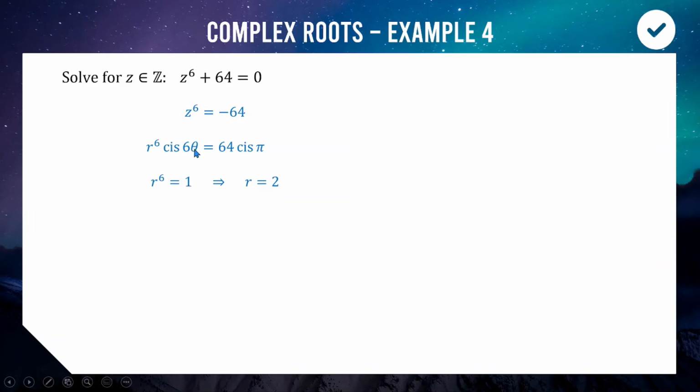Now, 6 theta is going to be equal to pi plus multiples of 2 pi. So we write 6 theta equals pi plus 2k pi, where k is an integer.